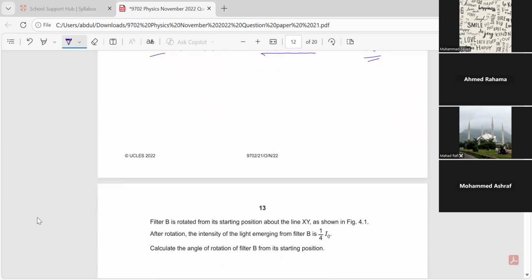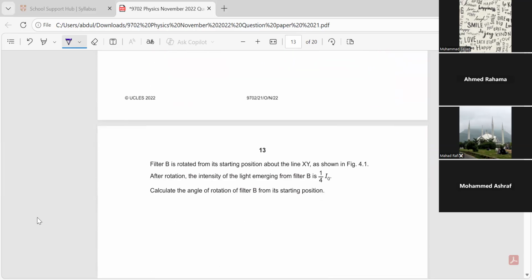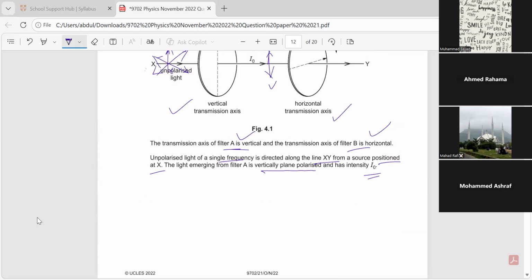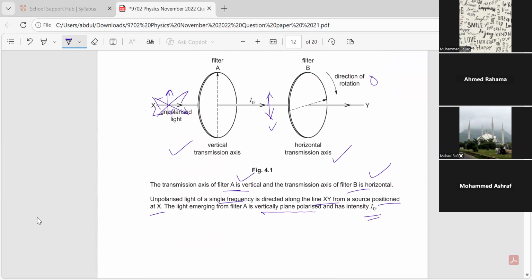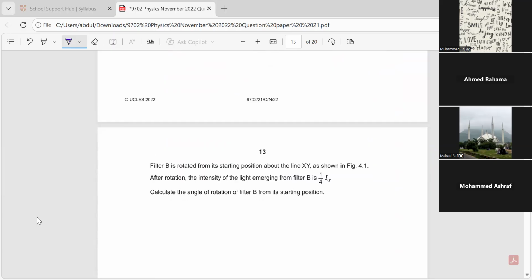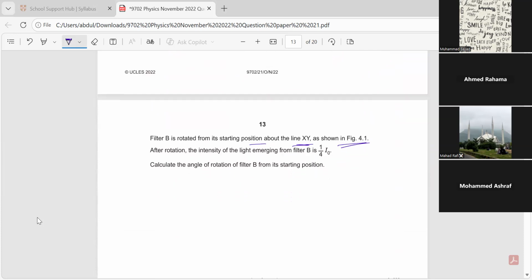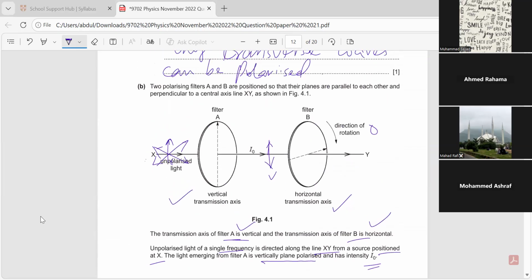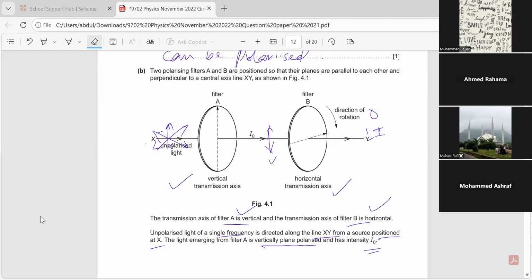Now filter B is rotated from its starting position. It is no longer exactly horizontal. It is rotated about the line XY as shown in figure 4.1. After rotation, the intensity of light emerging from filter B is 1 over 4 I naught. 25% is left. Here it was I naught and here it is 1 over 4 I naught.